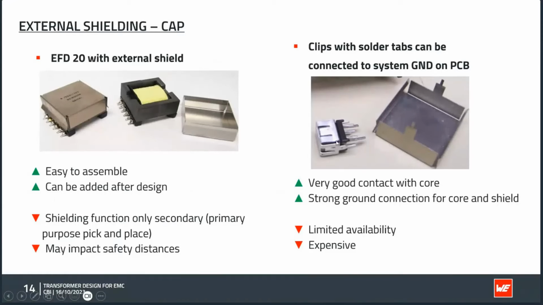It gets even better if the cap has an additional pin to connect into the PCB. So here on this example, here you can see it clearly from the metal cap. There's a little pin, and then you can really connect the core and the metal cap to your ground potential.